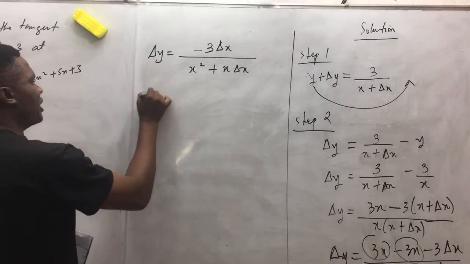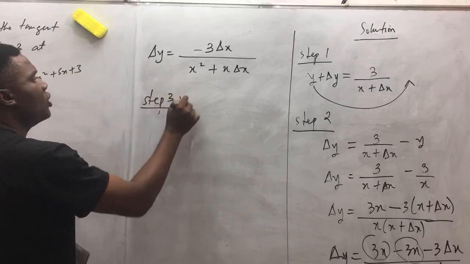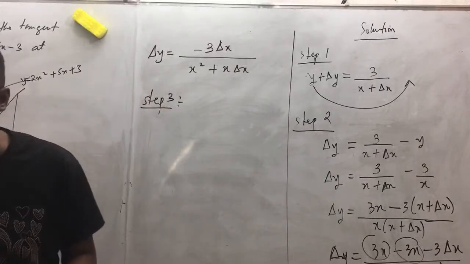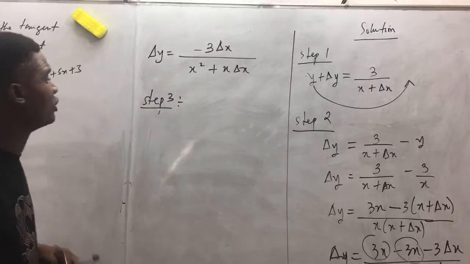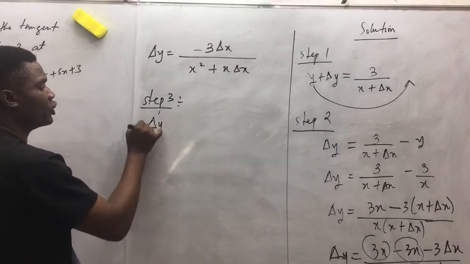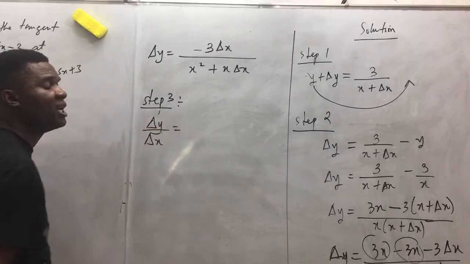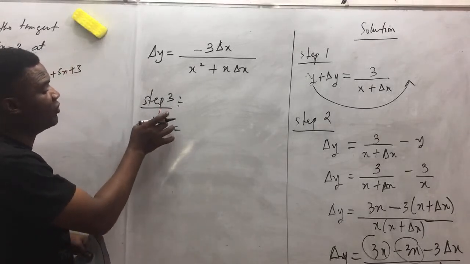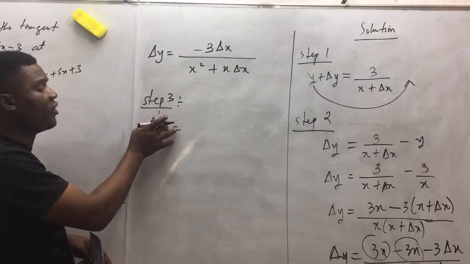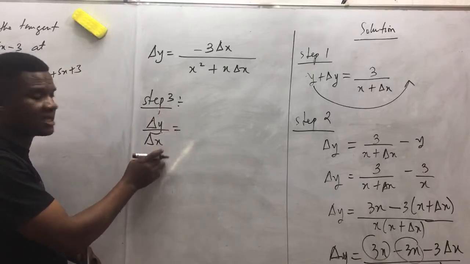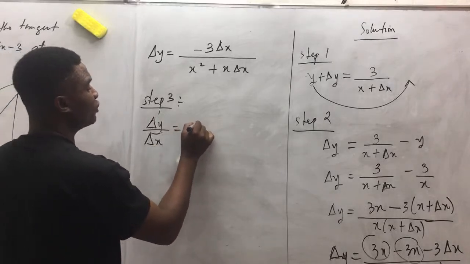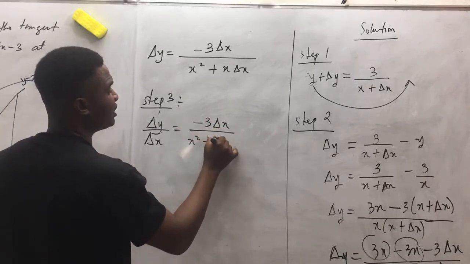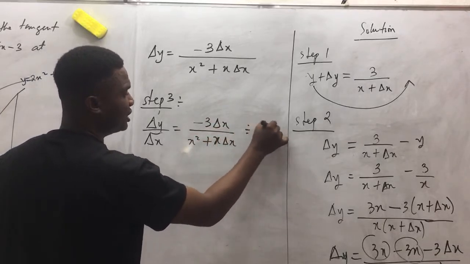Now comes step 3. So what are we going to be doing in step 3? Once you obtain a final expression, a simplified expression for change in y, the next thing you are going to do is to obtain what we call your gradient function. Now, for those of you just entering, please, the gradient function in differentiation simply talks about the ratio of the simplified form of change in y to change in x. So all you have to do is to say minus 3 change in x all over x squared plus x change in x divided by change in x.